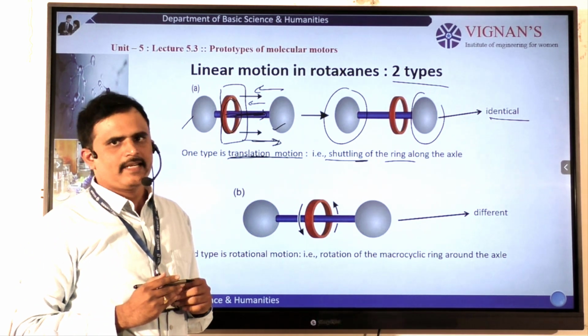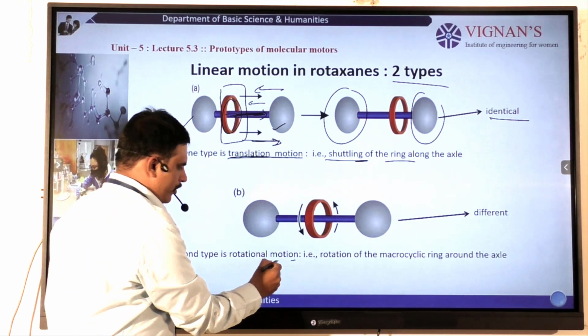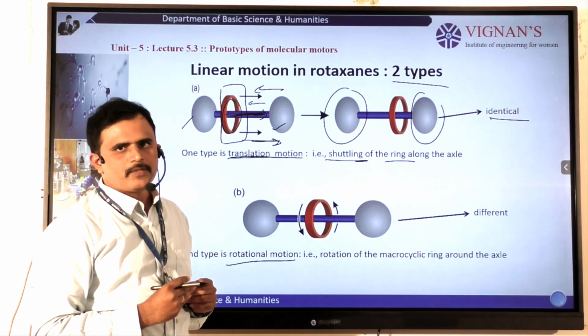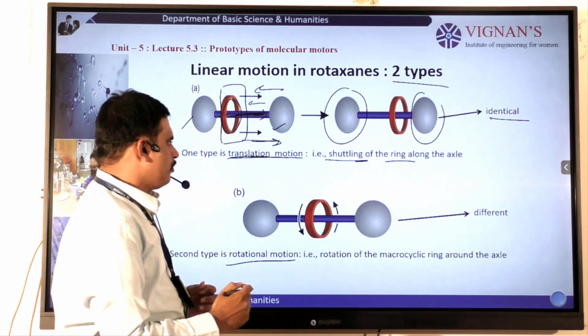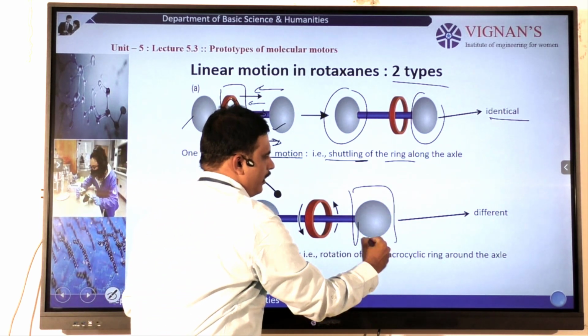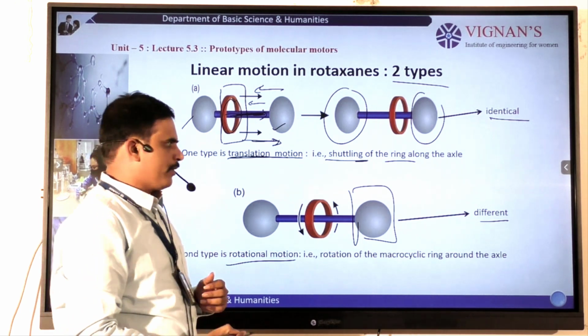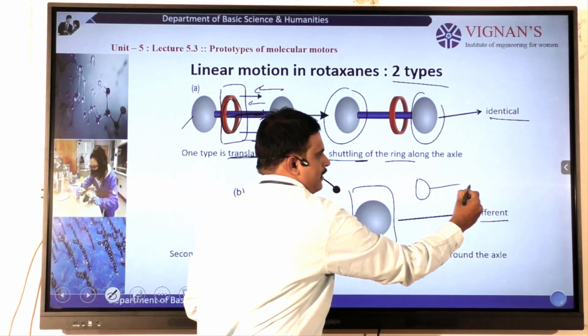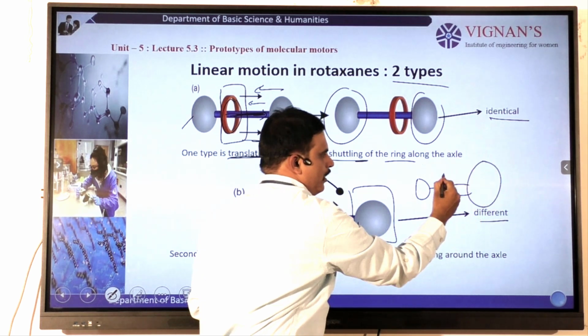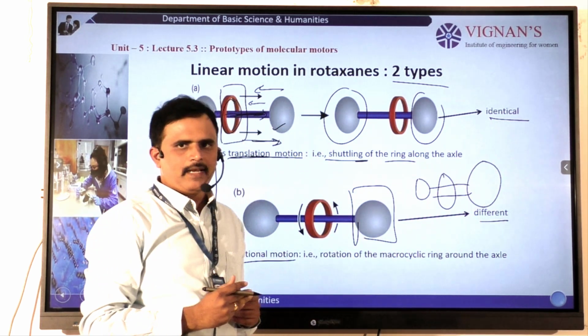Coming to the second case, here we observe rotational motion. In this case the brake components are different, that means one is small in size and the second is larger, and here the ring moves in this way.